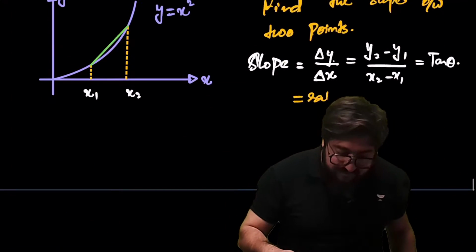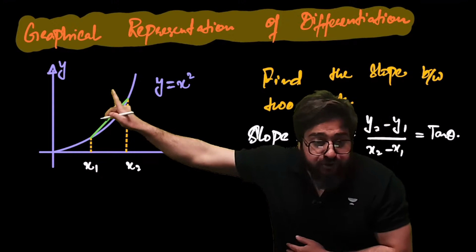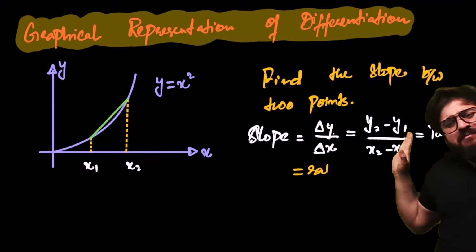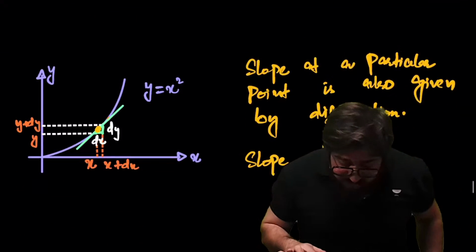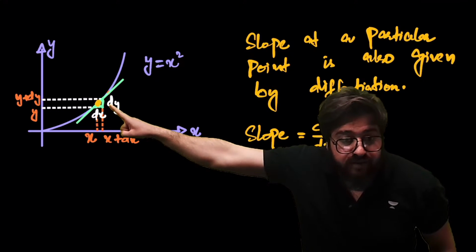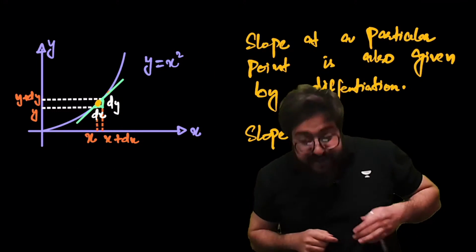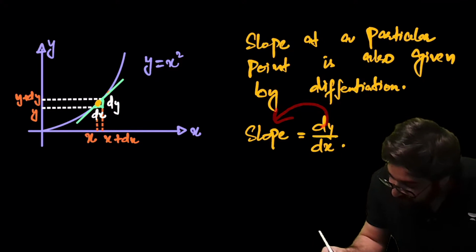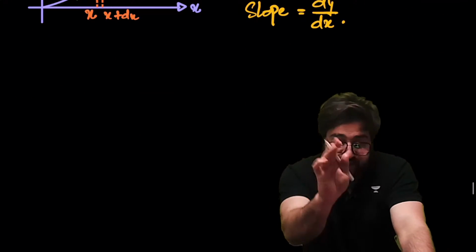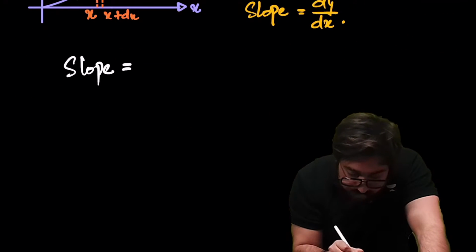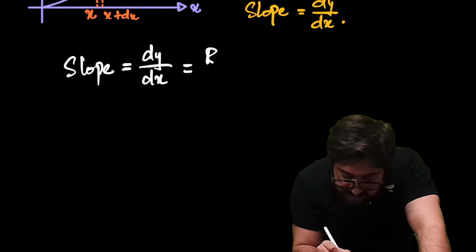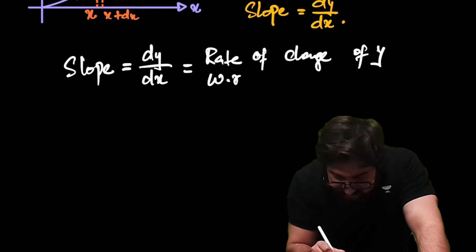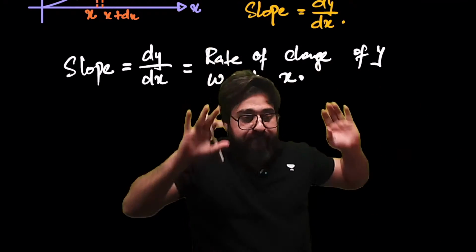Same is the case in graphs. If we have to find the slope between the 2 points, we'll use the formula delta y by delta x, simply tan theta. Now, if we have to find the slope at a point, we'll use differentiation. Because differentiation helps us to find the rate of change, and rate of change over here is slope. Either you say slope, or dy by dx, or rate of change of y with respect to x. It is one and the same thing.